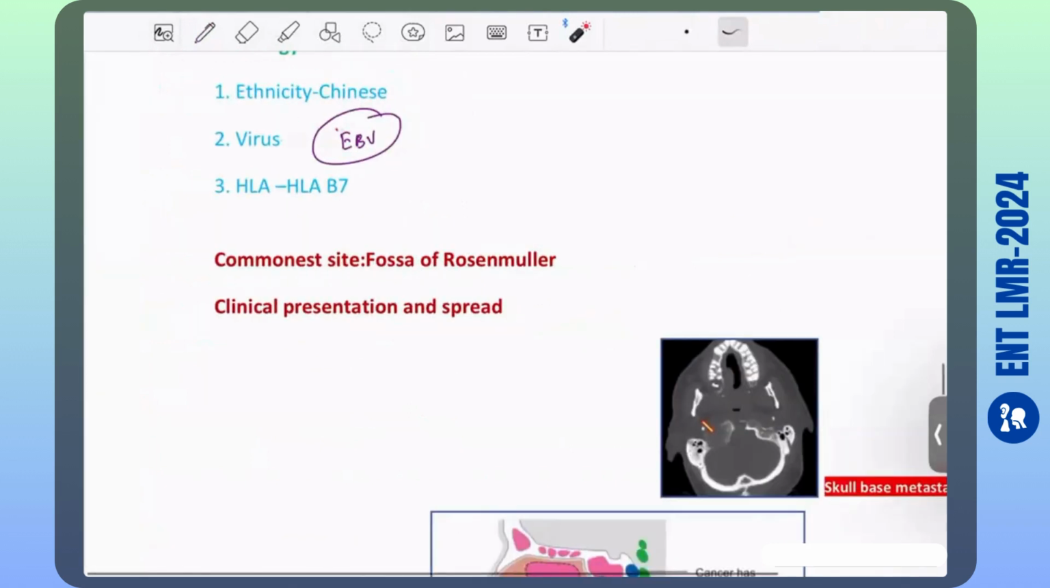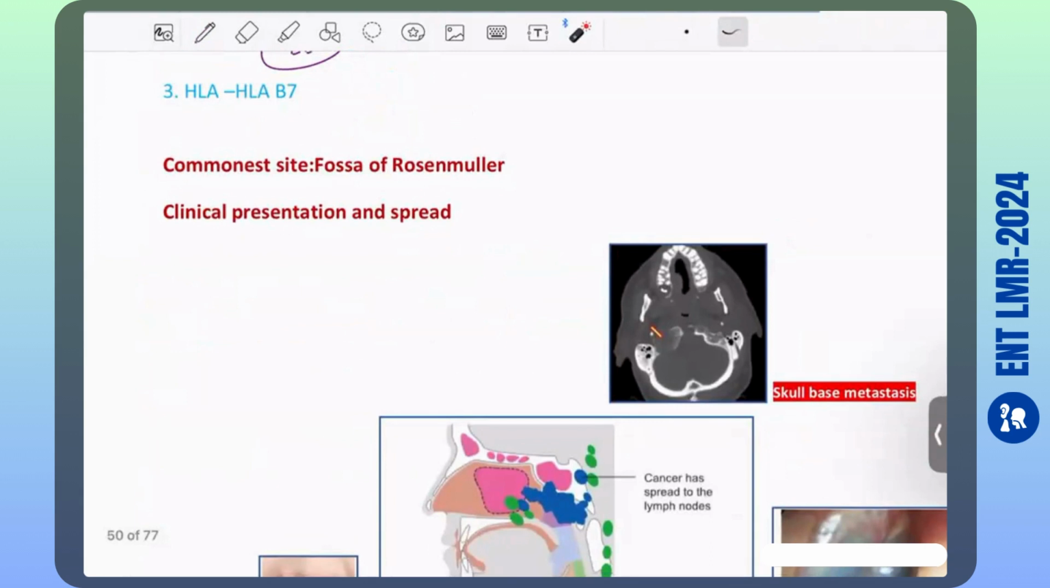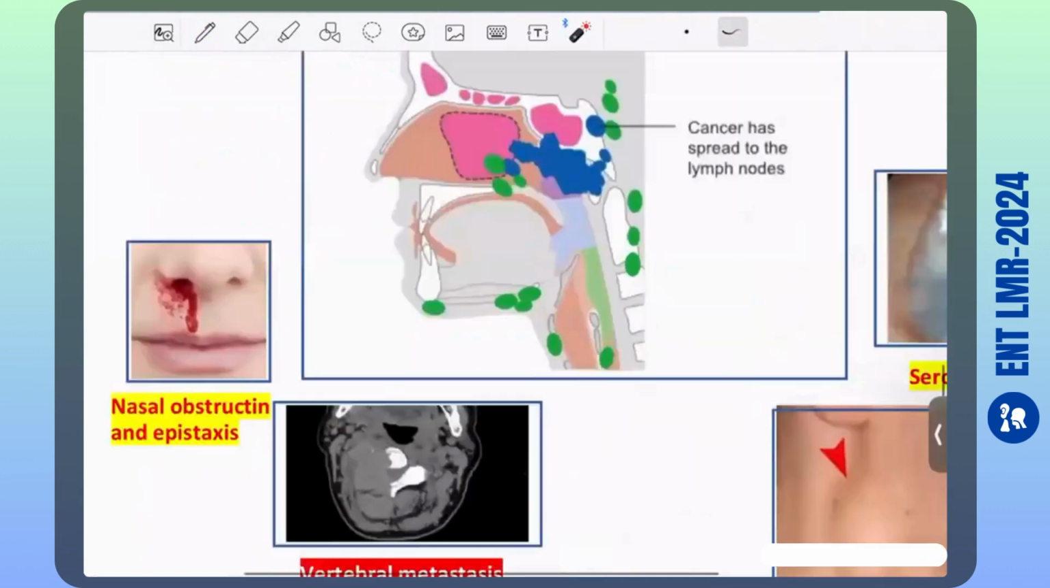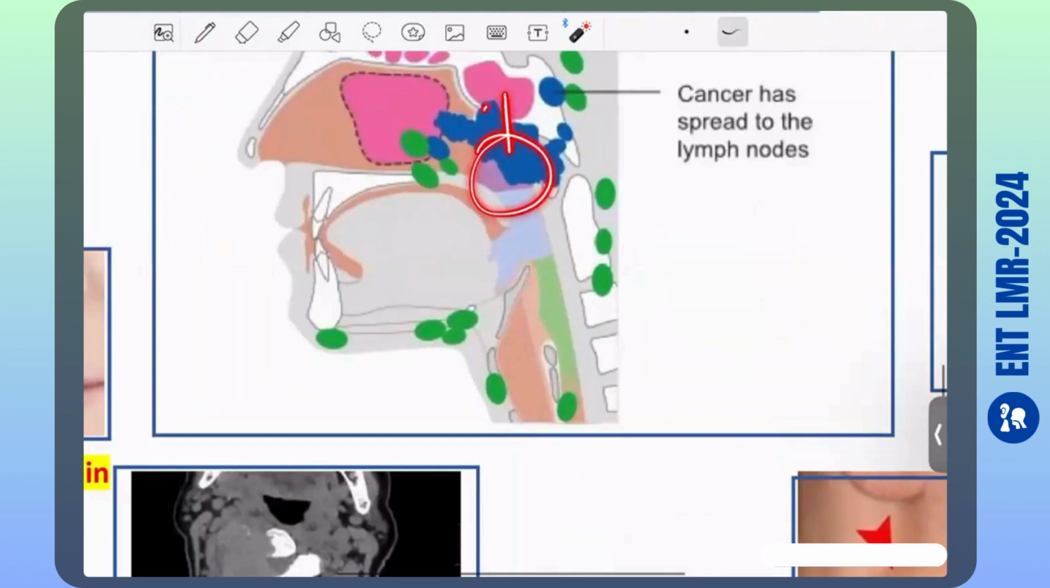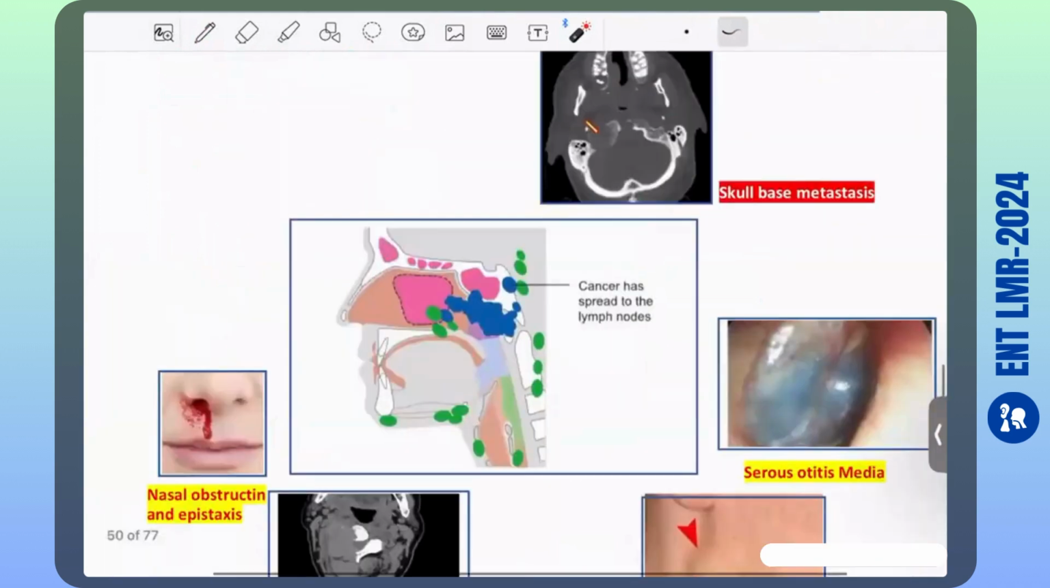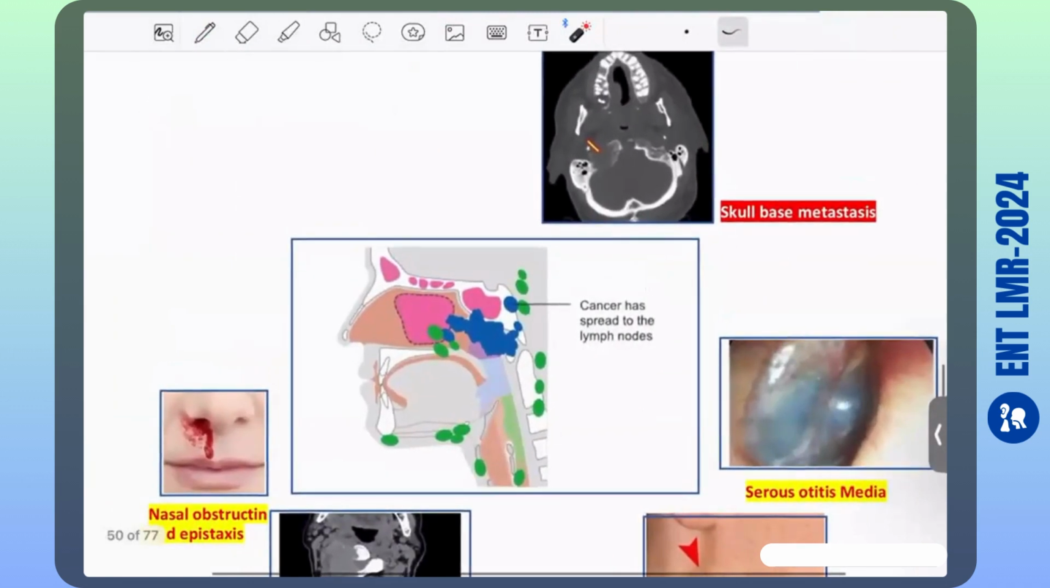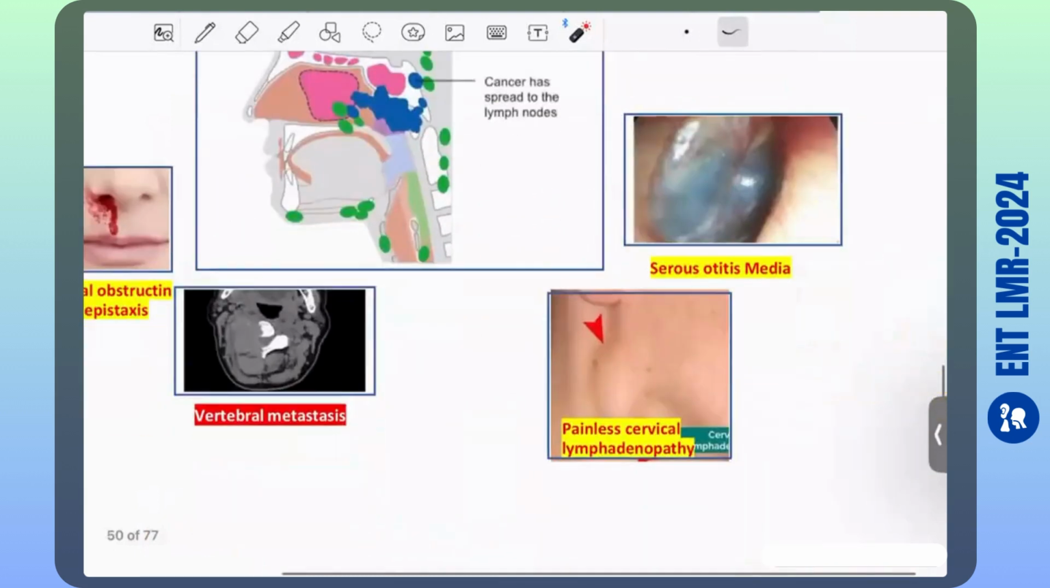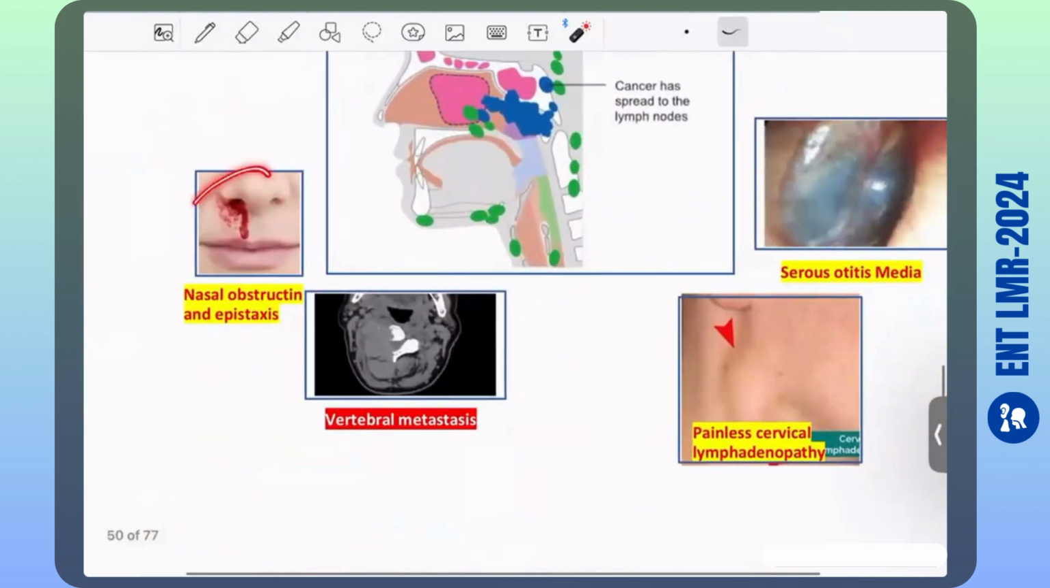The most important aspect of CA nasopharynx is that you know very well the anatomy of the nasopharynx. Now look at the anatomy. From here, the tumor can go into the skull base, into the vertebra, into the nasal cavity causing nasal obstruction and epistaxis, and into the oral cavity causing positive neck nodes. So these are the spread patterns and clinical features. Above, skull base metastasis; behind, vertebral metastasis; anteriorly, nasal obstruction and epistaxis; below, painless cervical lymphadenopathy. Painless cervical lymphadenopathy is the most common presenting symptom.